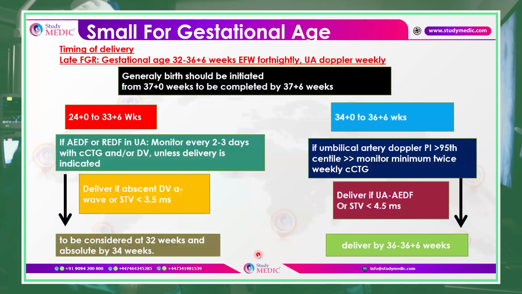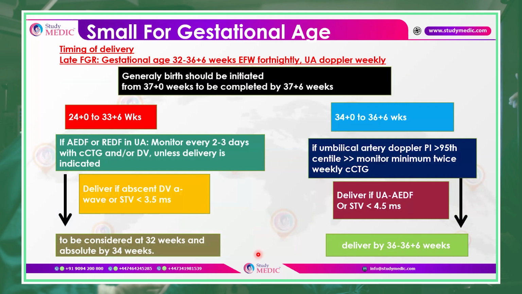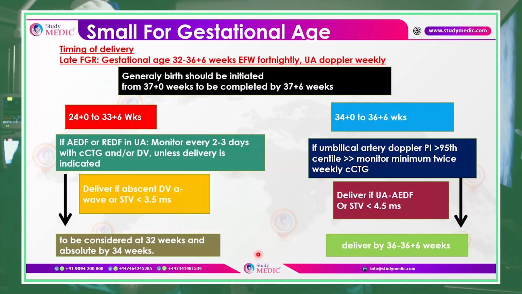Okay, so then there comes late FGR. Generally, birth should be initiated in those patients who are low risk, and when there are not many risk factors present, we can deliver them at term or near term. Okay, 37 weeks, 37 plus 6 weeks, we can go for delivery.